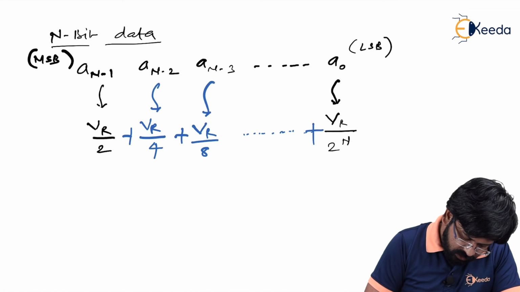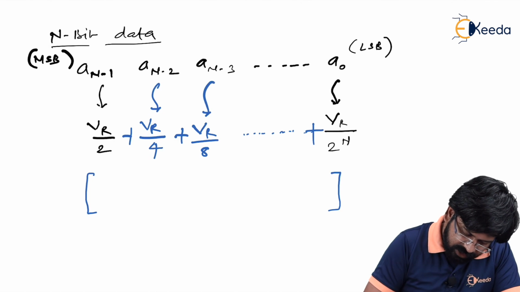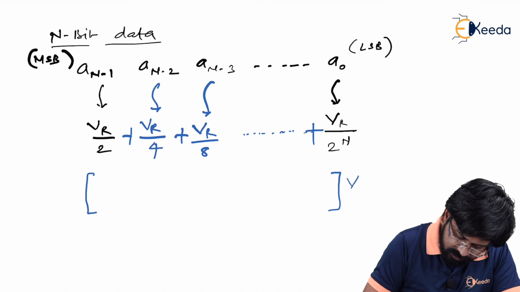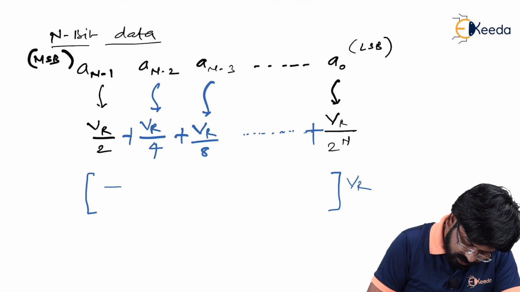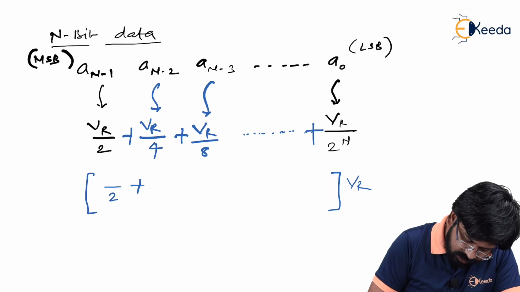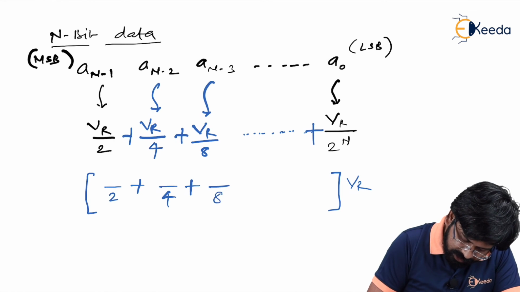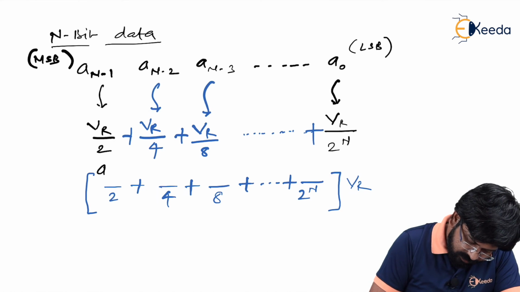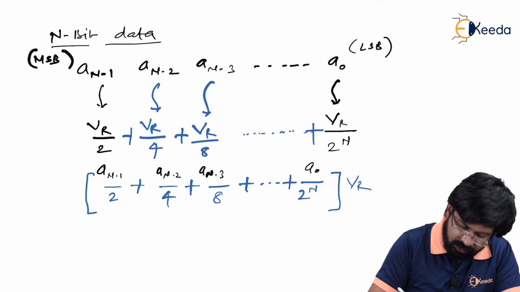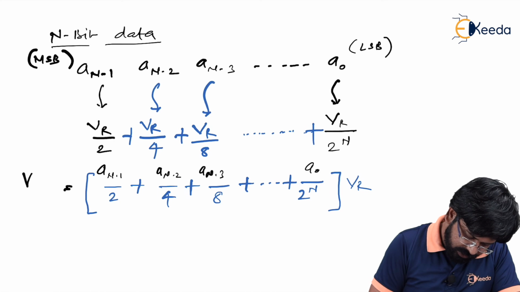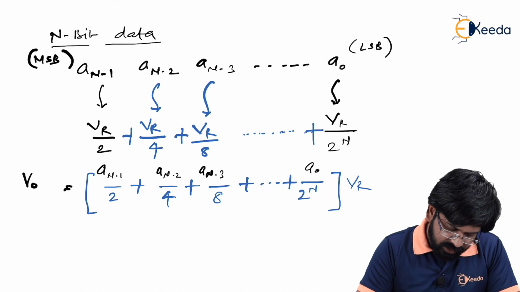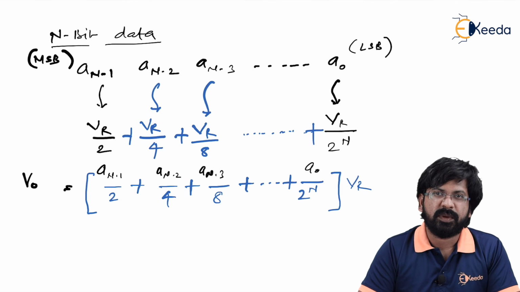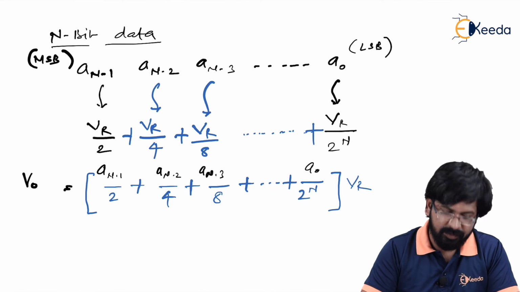So to get total output, what I'll do, you can see that for every term VR is common, so I can take VR common. What remains inside is, I'll just write denominators here, divided by 2 plus divided by 4 plus divided by 8 and so on, and divided by 2 to the power n. In the numerator, I'm going to specify MSB bit, which is an minus 1, an minus 2, an minus 3 up to a naught. This is the formula to get V naught output. But then I'll give you an easy technique to remember this. So let us begin. What is the easy technique I'm telling you now?